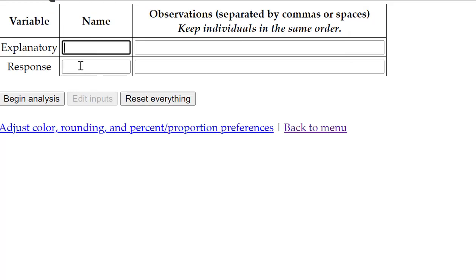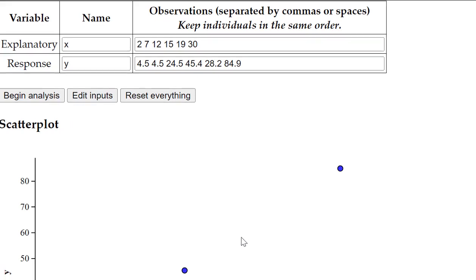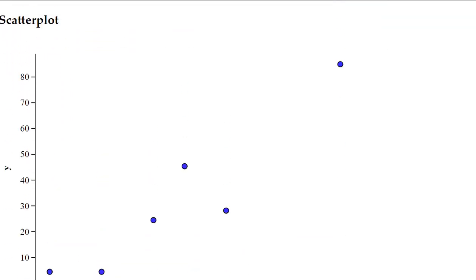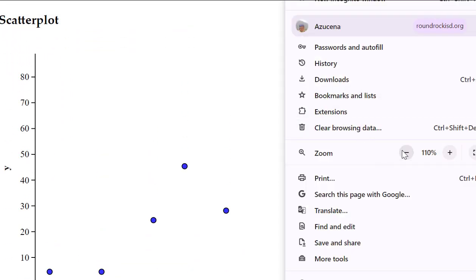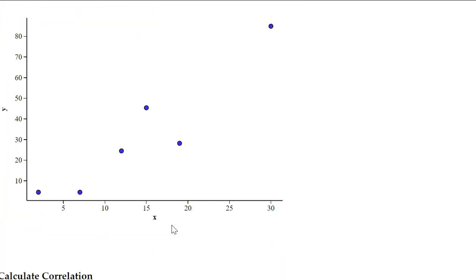All right. So we have X, and it's 2, 7, 12, 15, 19, and 30. Then we have Y, which is 4.5, 4.5, 24.5. You can just put a space between these. And hit begin analysis. And you can see the scatter plot. In fact, I'll zoom out just a touch so you can see it better. So there's the data, and there's the scatter plot.